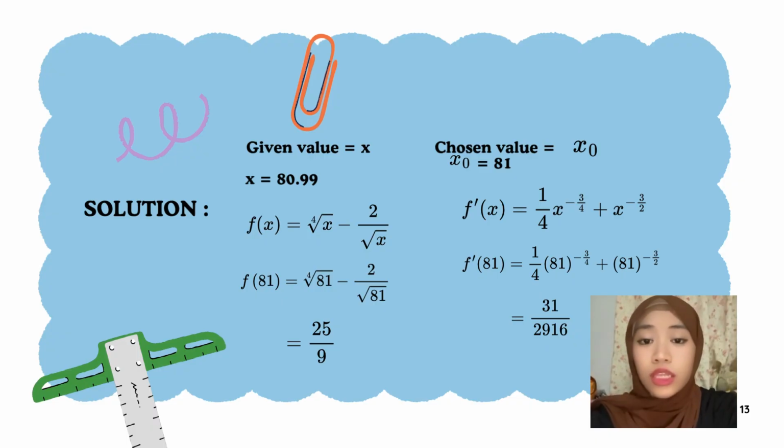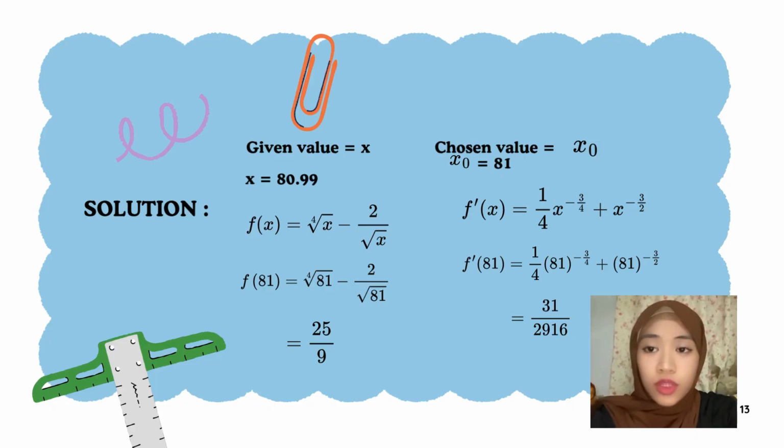First, we substitute 81 into this function to find f(81). So we get f(81) equals 81 power 1 over 4 minus 2 times 81 power negative 1 over 2. The answer is 25 over 9. Next, we move to the derivative function. Now, we find the derivative of the function: f prime x equals 1 over 4 x power negative 3 over 4 plus x power negative 3 over 2.